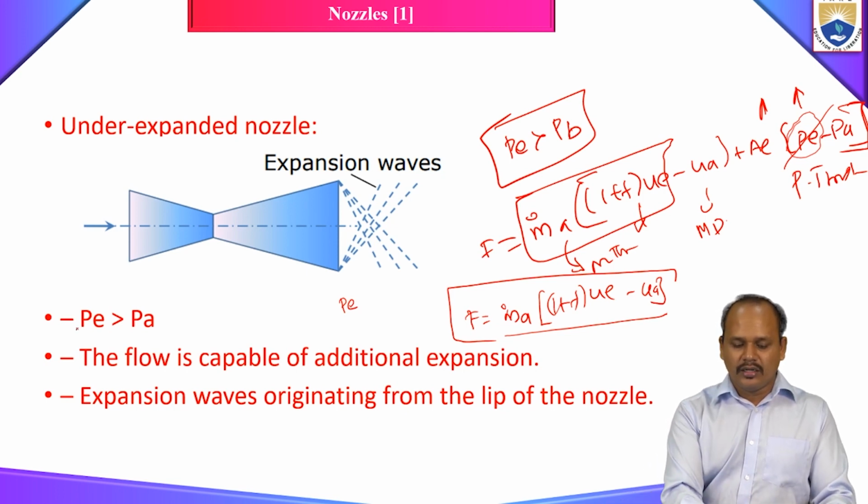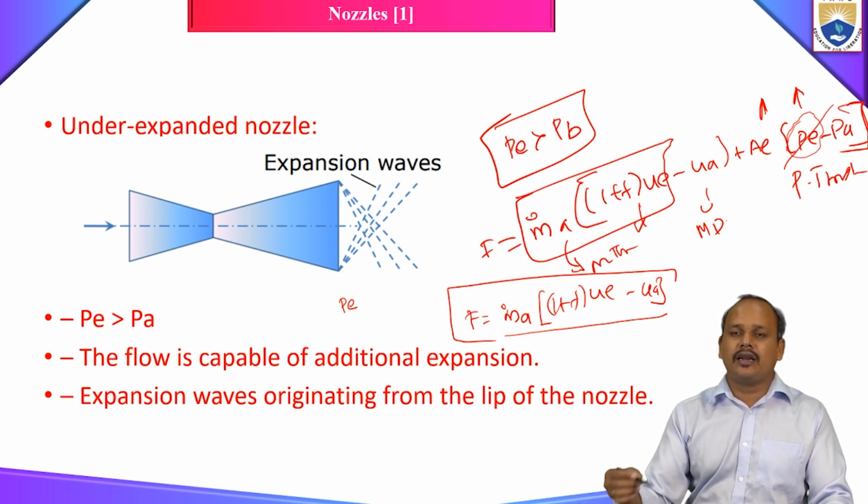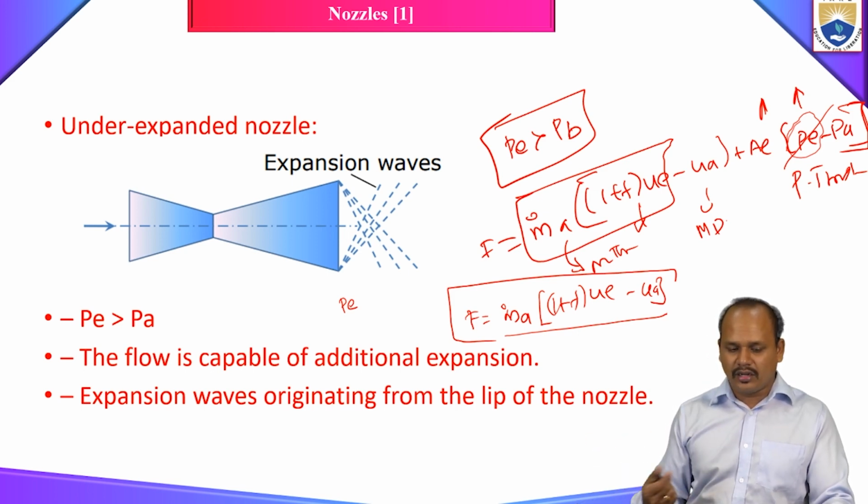So during your under expanded condition, your PE will be greater than PA. There is going to be an expansion fan forming at the lip of your nozzle. Why is it forming? To reduce your pressure so that it can attain equilibrium with your surrounding. Okay, this is what we call the under expanded nozzle or under expanded operating condition.